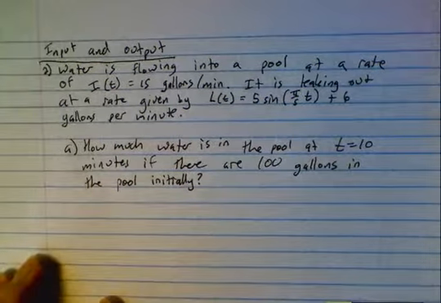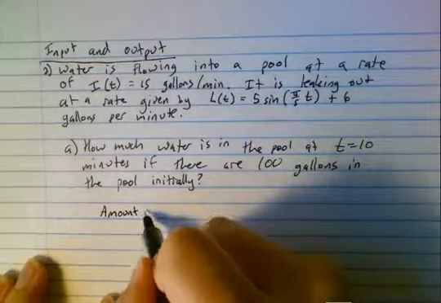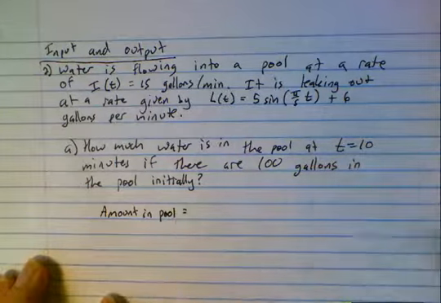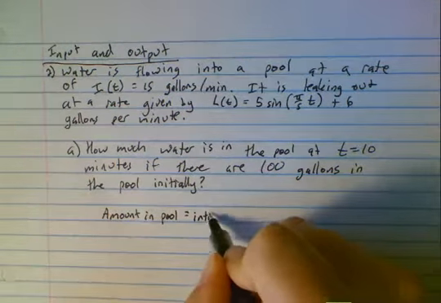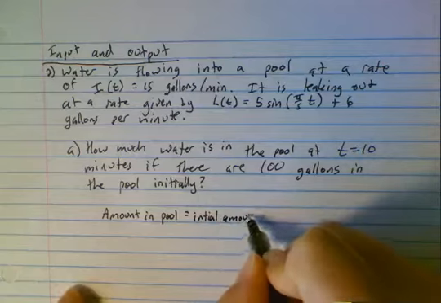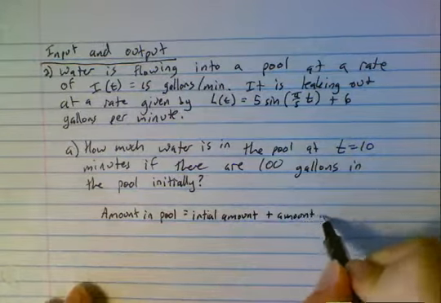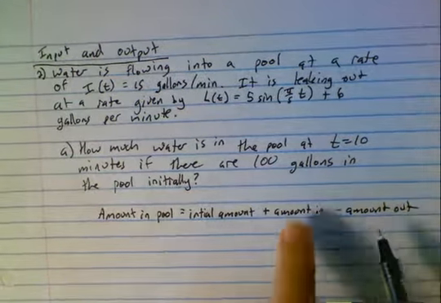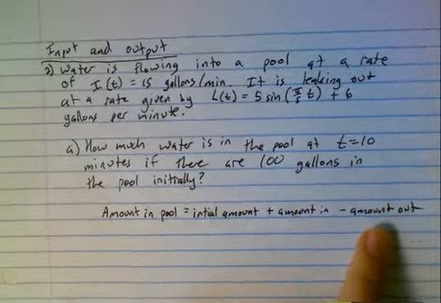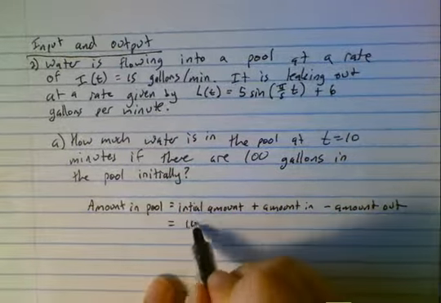Okay, so if we just think about having a pool and how much is in there, the amount in a pool is going to be whatever we started with, plus however much we put in, minus however much we take out. So we can say that's the initial amount plus amount in minus amount out. And both the amount in and the amount out are accumulation. We are told the initial amount: initially 100 gallons.